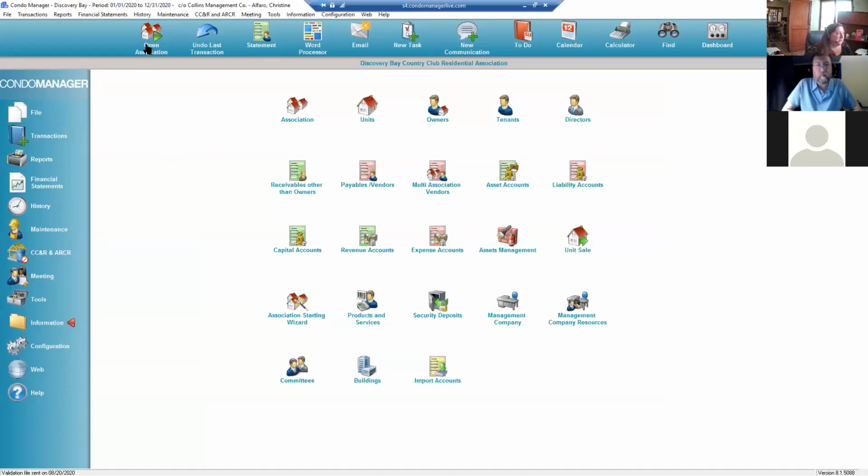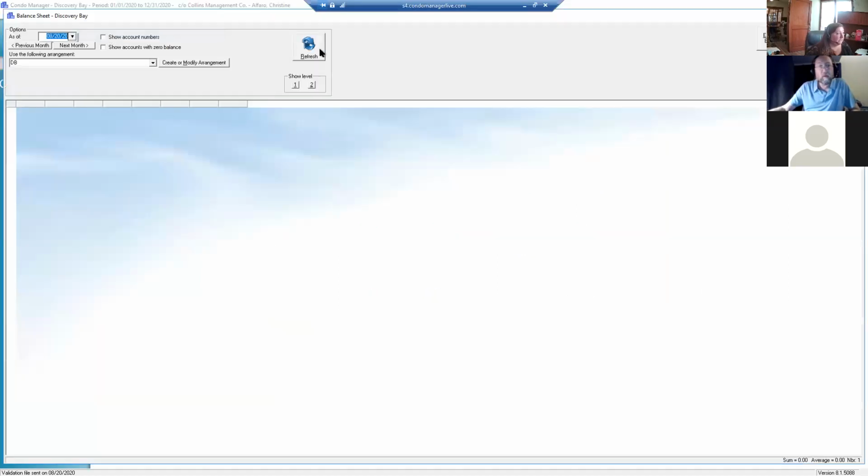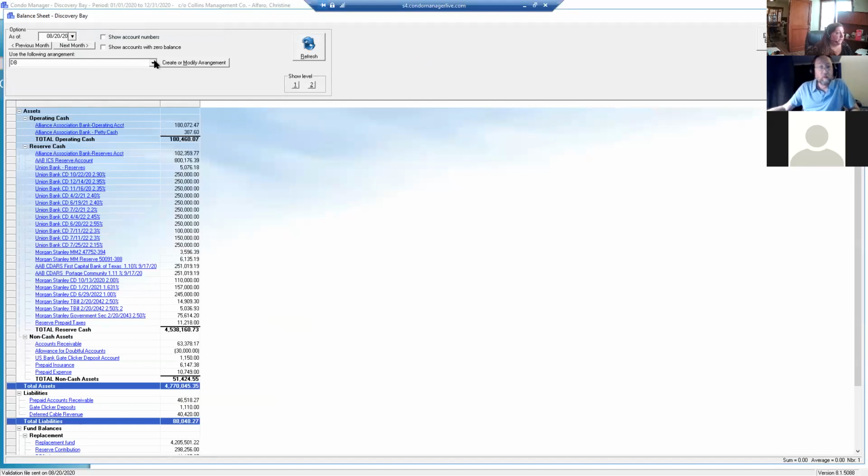Let me just show you some financial statements so that you can look at things in real time. Because if you're looking at my financial statements from July, you don't know what's actually happening here in August. So if you wanted to see where we were on the balance sheet for the current month, you would just go to financial statements and balance sheet. Just hit refresh. Sometimes, if you haven't pulled this association up in Condo Manager, you might need to change the default to get a better format of the balance sheet. So always check whether there is a different format that looks better for you.